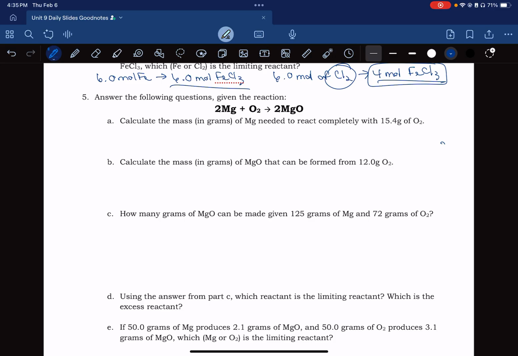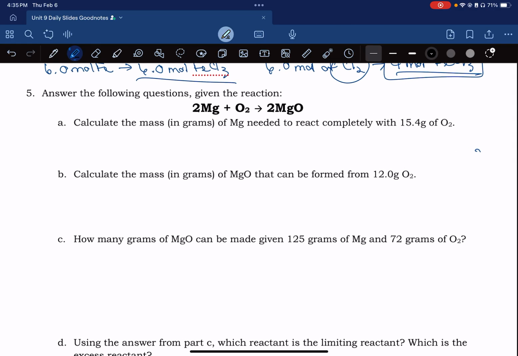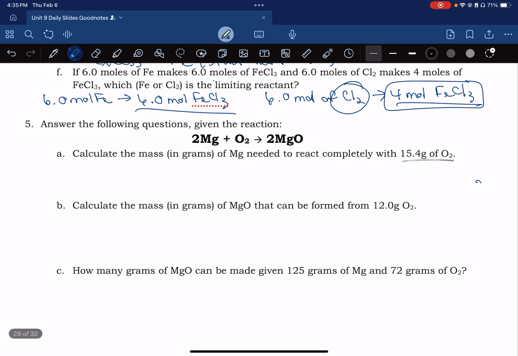All you have to do is write down your given number. That's always your first step. It doesn't matter if we're doing the longer conversion where we go grams to grams, or a shorter mole to mole conversion, your first step's always just to write down what you're given over here. So it says calculate the mass of magnesium needed to completely react with 15.4 grams of diatomic oxygen. That's what we're starting with.